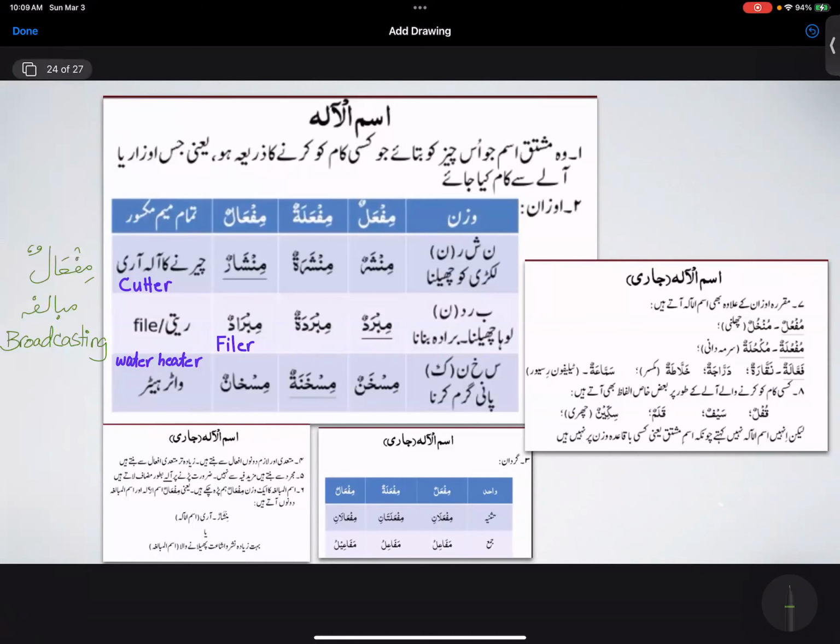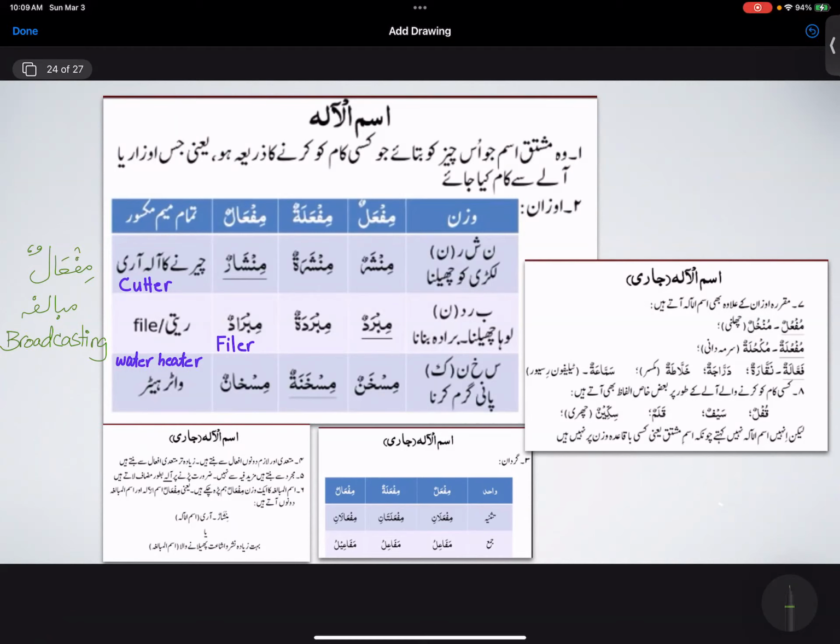So it says that there is Ism Mushtaq and Ism Jamid. We talked about this term, I think, before. So what is Jamid? Jamid is the one where we are not going to find a set pattern, or we cannot derive a set pattern, or this thing is not on a set pattern, basically, right? So that is basically Jamid.